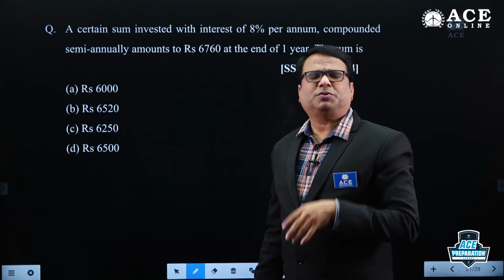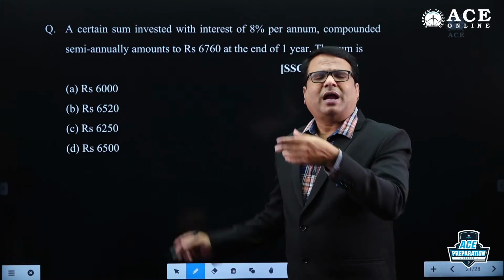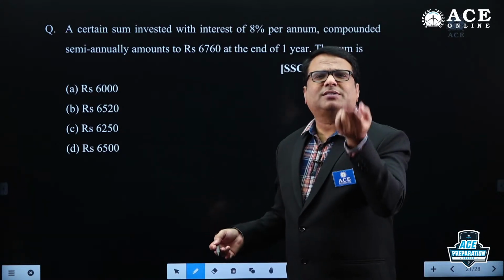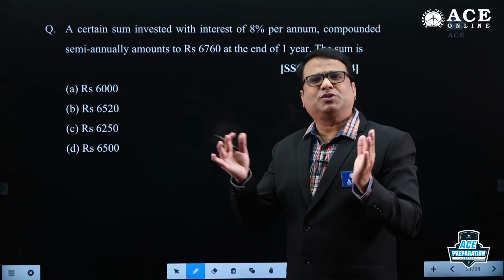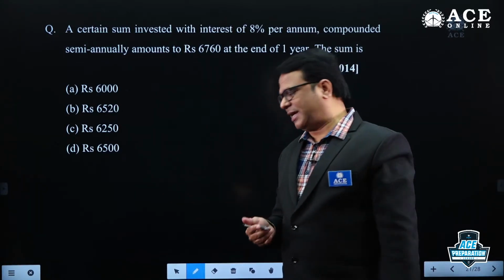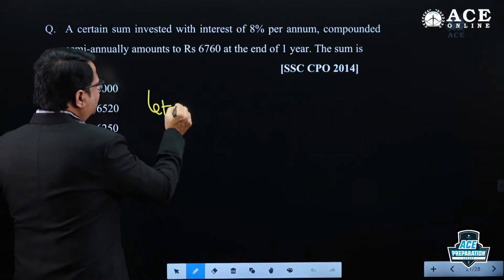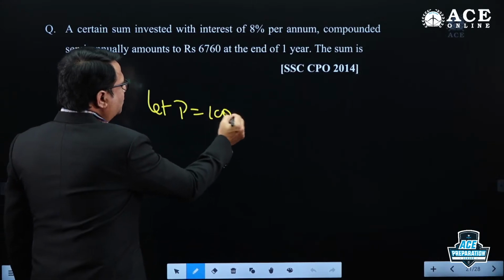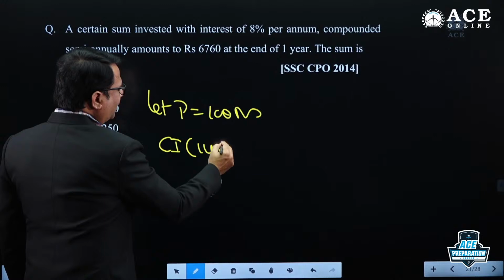Same as the previous question. In the previous question, compound interest is given for 2 years, and in this problem, it is given for 1 year, and the interest is compounded half yearly. That is the only difference, but the procedure will be the same. So let principal equal 100 rupees. Then what is the compound interest for 1 year?